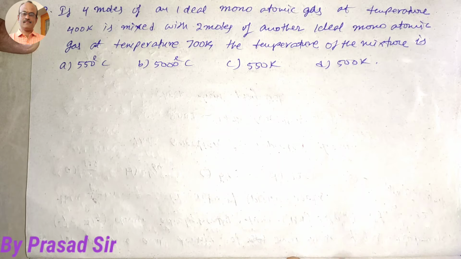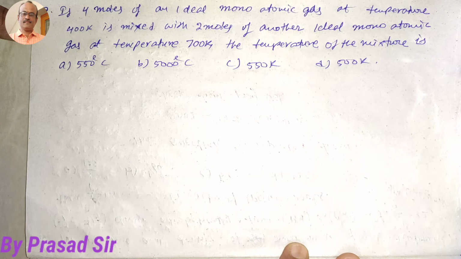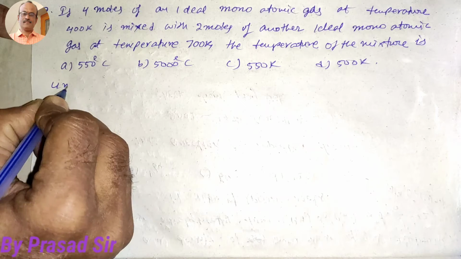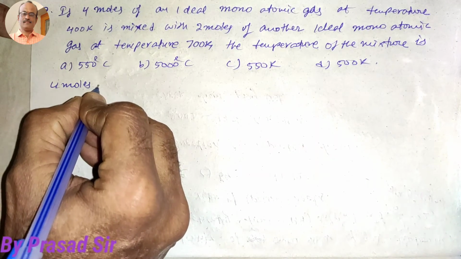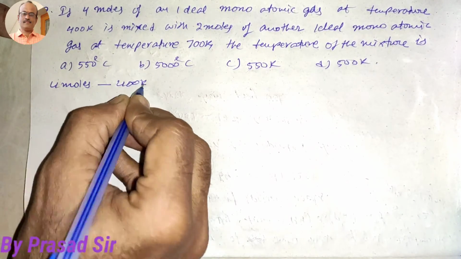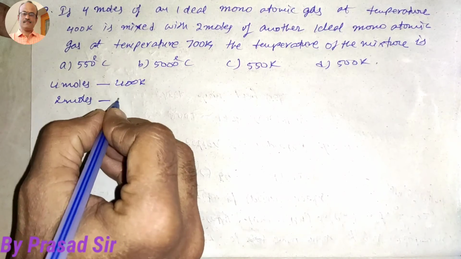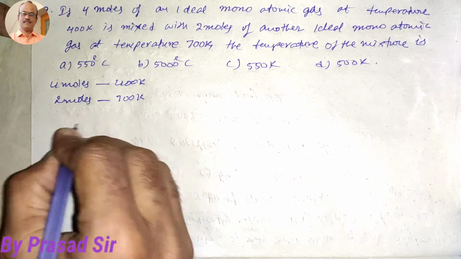Now the question number 19. If 4 moles of an ideal monoatomic gas at temperature 400 Kelvin is mixed with 2 moles of another ideal monoatomic gas at temperature 700 Kelvin, the temperature of the mixture is how much? So first of all here, 4 moles of an ideal monoatomic gas which is at temperature 400 Kelvin and 2 moles of ideal monoatomic gas which is at temperature 700 Kelvin are mixed together.